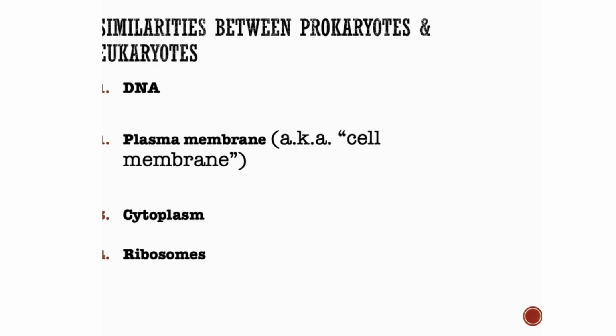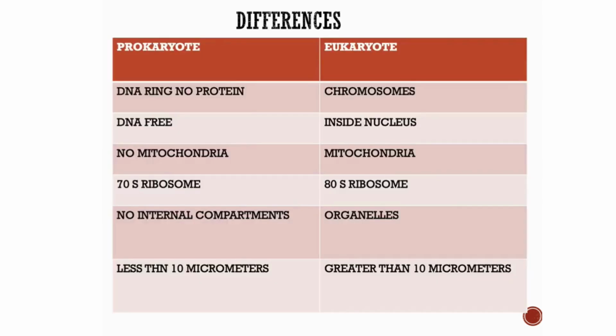These are four simple organelles that prokaryotic and eukaryotic cells have in common. Differences: in prokaryotic cells, DNA is just a ring with no protein, but in eukaryotes we have chromosomes inside the nucleus. In prokaryotes the DNA is free, but in eukaryotes it is inside the nucleus. There are no mitochondria in prokaryotes, while mitochondria exist in eukaryotic cells.